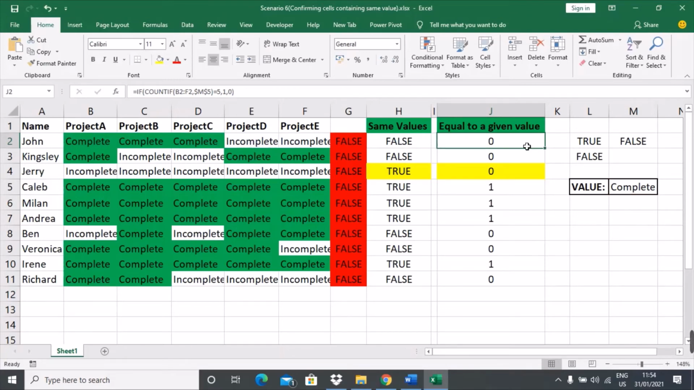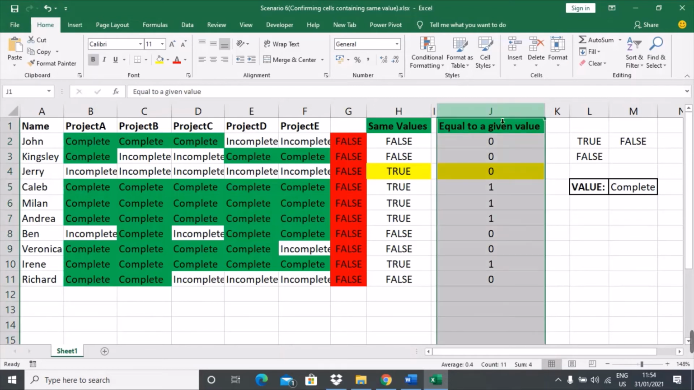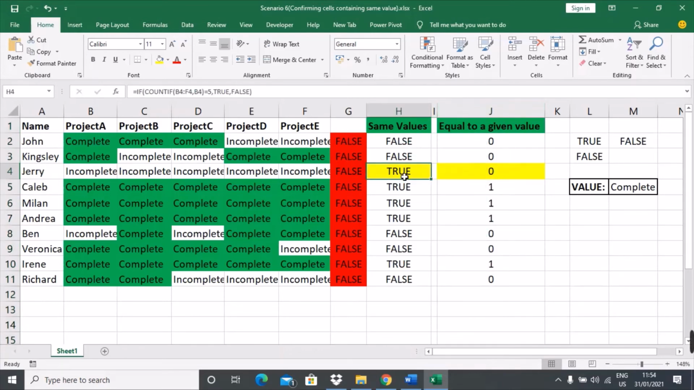Considering that the goal is to confirm the persons who have completed all their projects, column J has our result. A practical example that explains why column J has our result is the difference in H4 and J4. H4 has true because Jerry's projects have the same value, as we can see, but the values are not complete. They are incomplete.